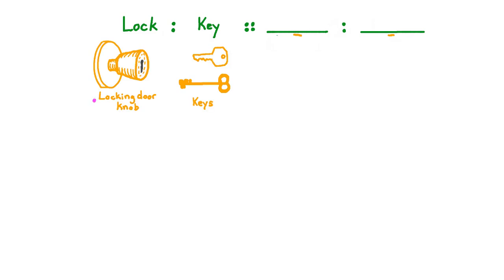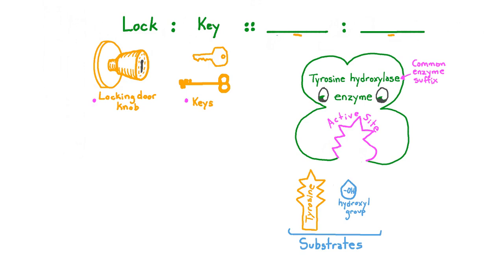Here's a locking doorknob and a couple of keys. Will either key open the door? No, of course not. That's the whole point of keys. You need the right key to get in the door. Here's tyrosine hydroxylase, and its name says a lot about what it does. First, most all enzymes end in this suffix, ase, so we have a pretty good idea it's an enzyme. And the rest of its name comes from its substrates, tyrosine and a hydroxyl group.